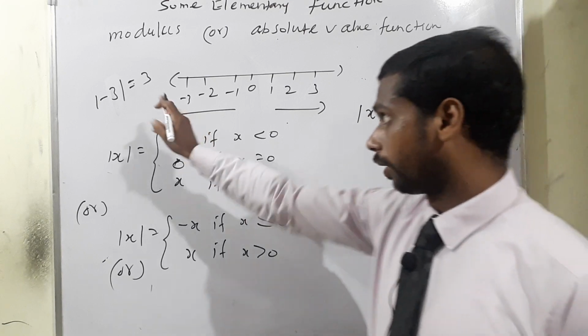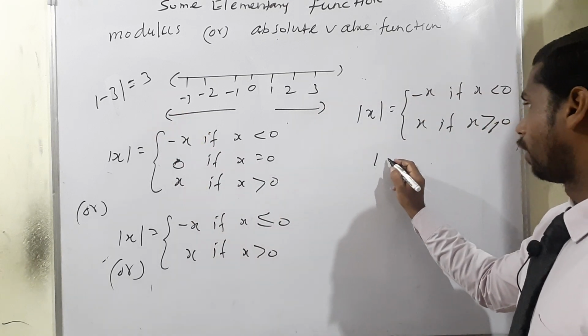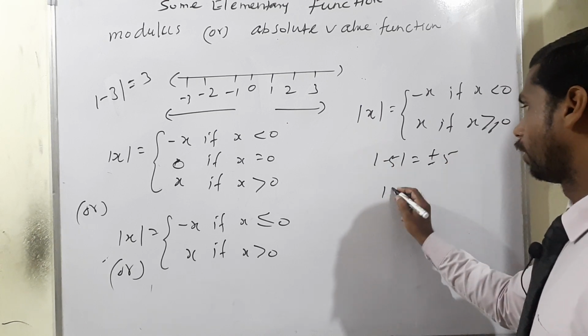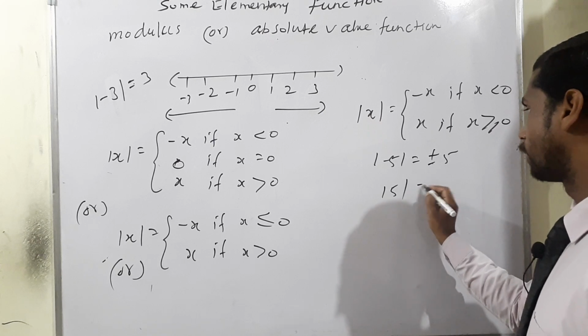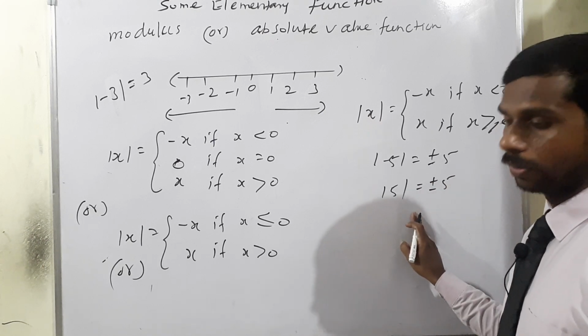This is called modulus. So what is the meaning of modulus actually? For example, if the modulus of minus 5 is there, the answer is definitely plus or minus, okay. If it is positive 5, if you remove the modulus, definitely 5 will come. That is called the modulus of the term, okay.